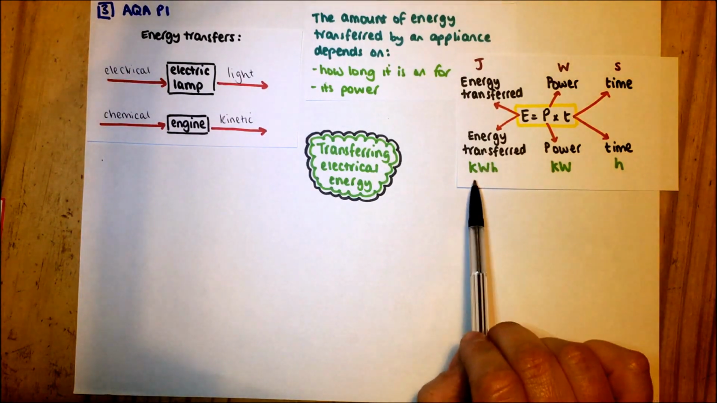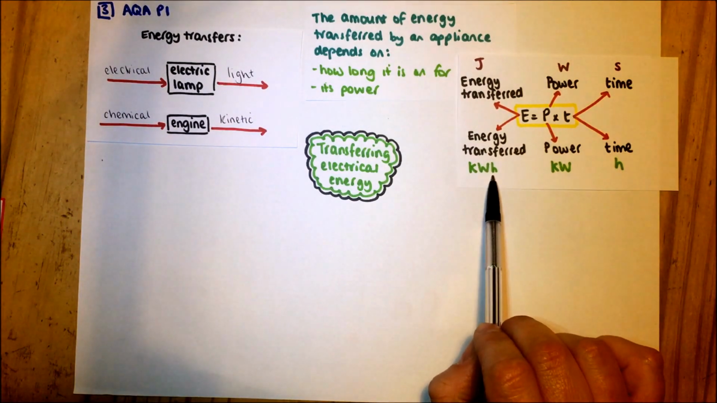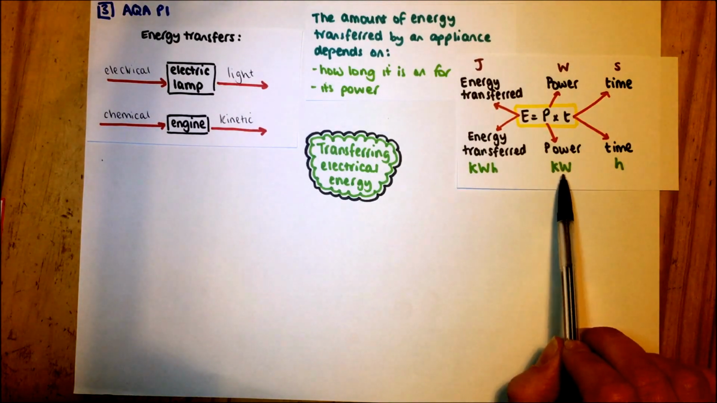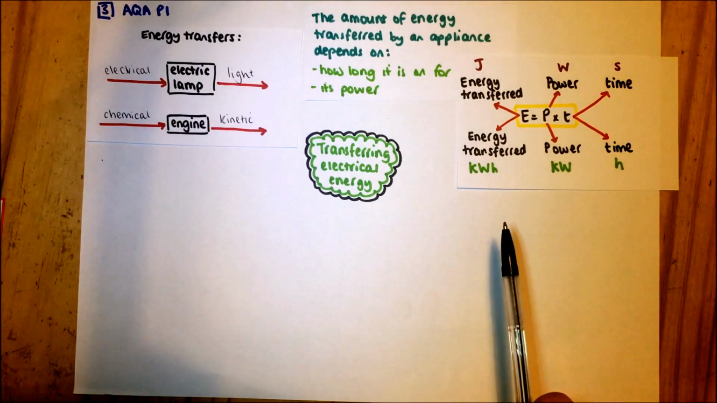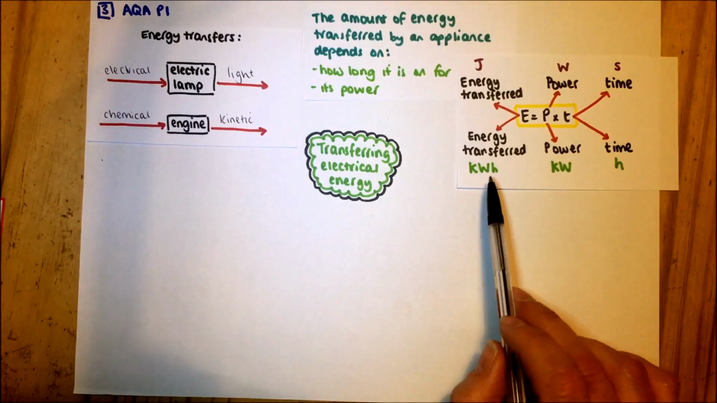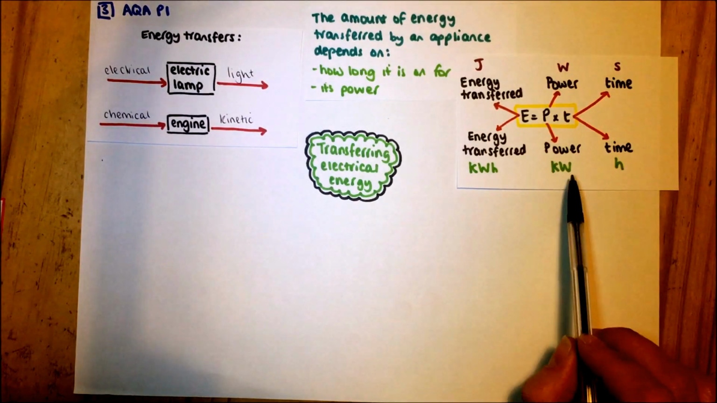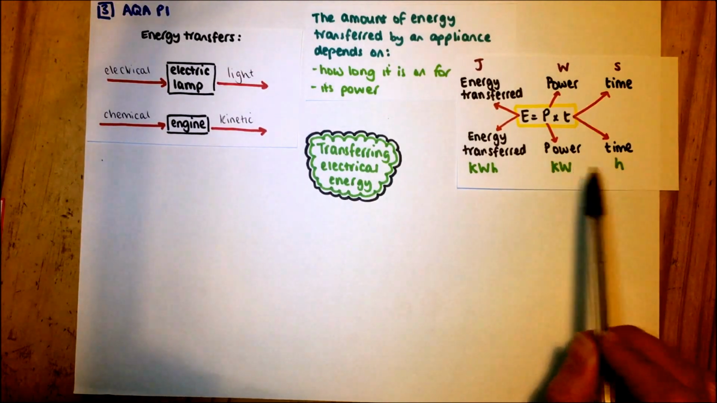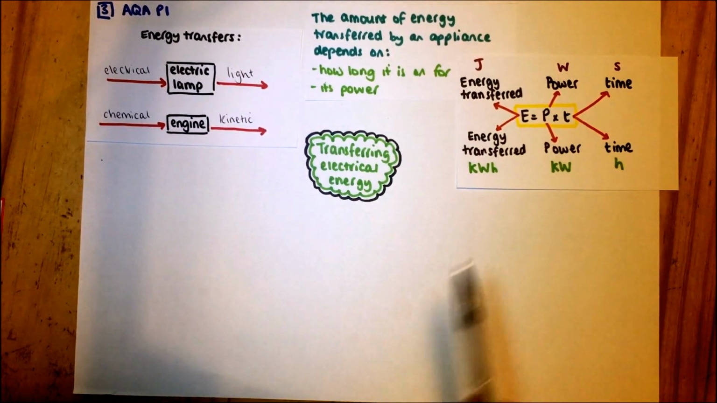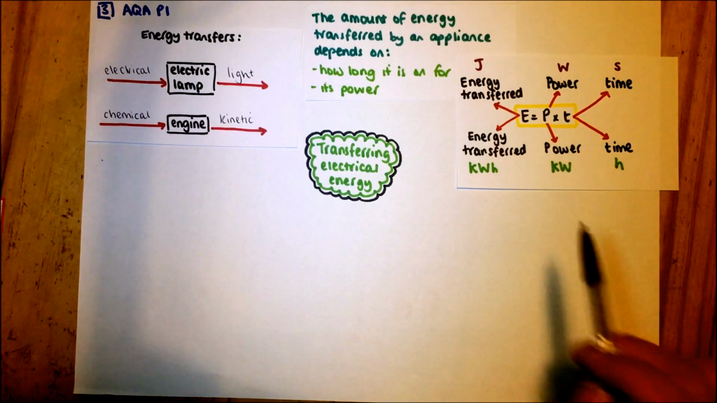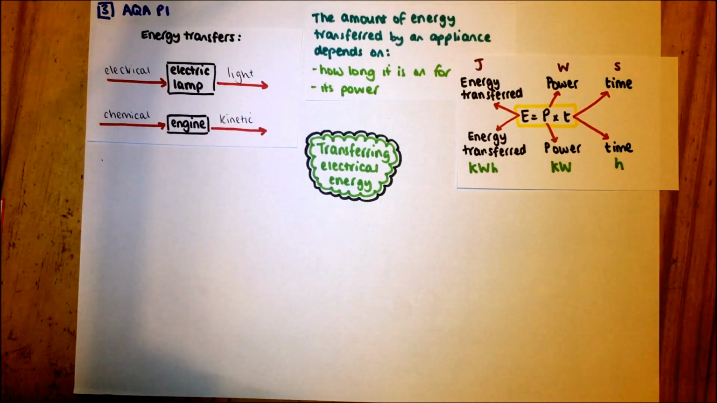Or you can have energy transferred in kilowatt hours. If you do power in kilowatts times time in hours, you can look at the formula, and it makes sense because it's a kilowatt hour, because you've multiplied kilowatts and hours together to get that bit over there. So that one is a little bit easier, I think, to remember. We're going to look at some examples of how you use that equation in order to work out how much things are going to cost you.